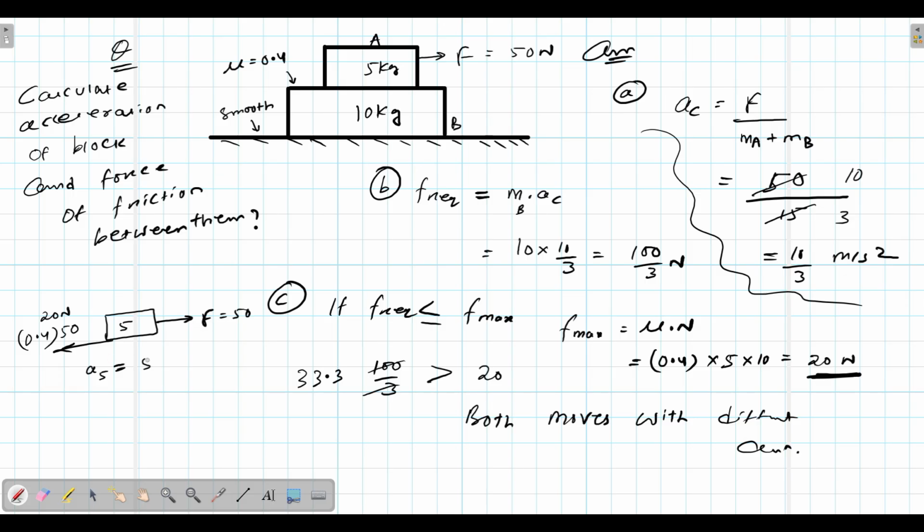So what will be the acceleration for 10 kg? Here the frictional force for 5 kg is 20. Every action has equal and opposite reaction. For 10 kg the frictional force is also 20 Newton. So what will be the acceleration? Acceleration equals to 20 by 10. So this is 2 meter per second square. That is the acceleration for 10 kg.